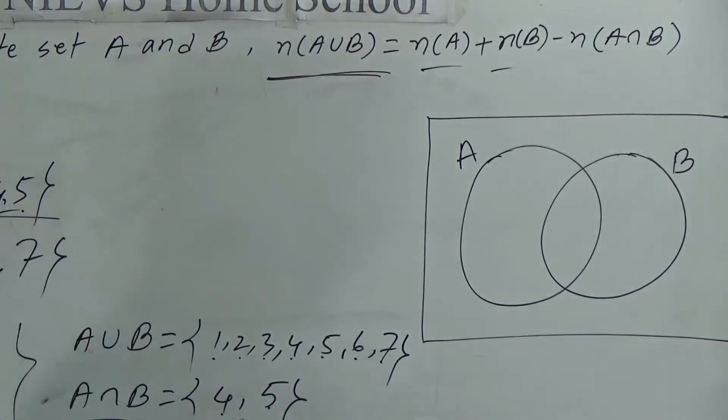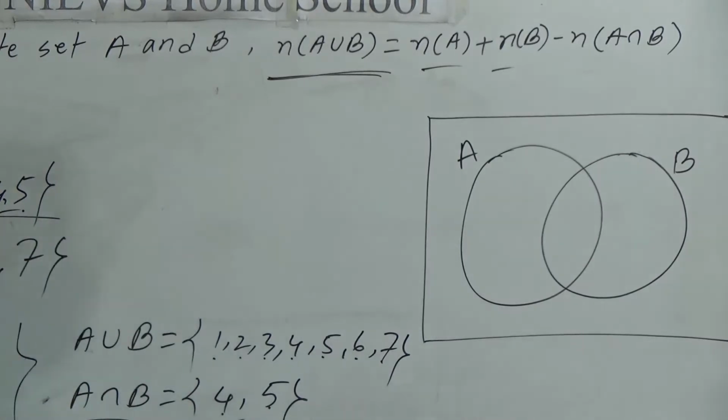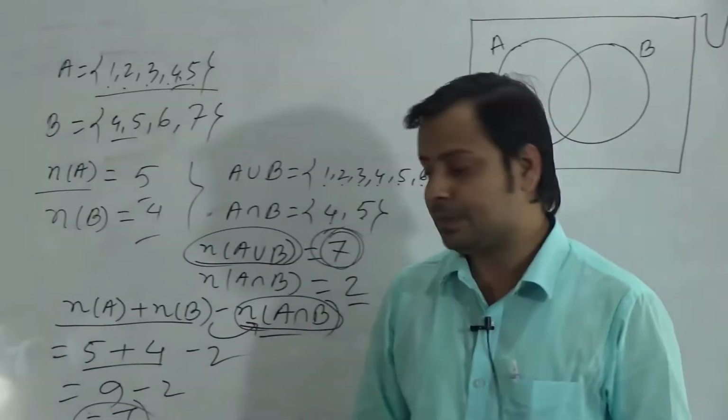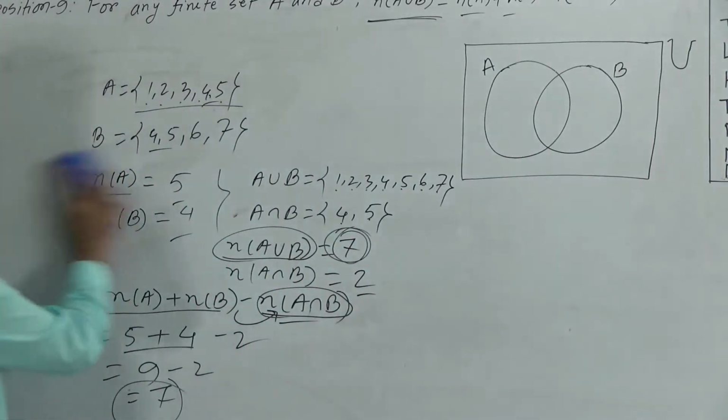I have shown just using an example, but when the example is not given, it means when the sets A and B are not given, then how can we prove? To prove this, we can apply some technique, we can use a Venn diagram.